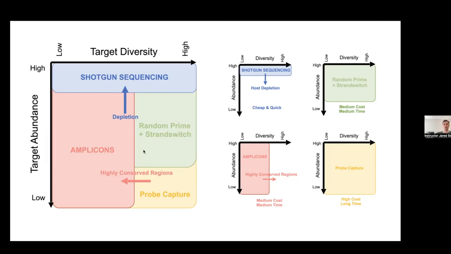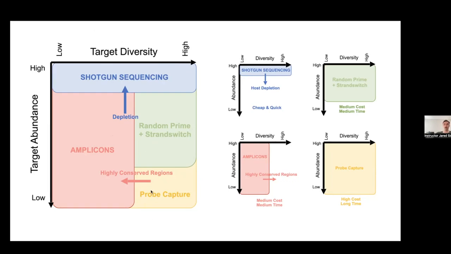And the choice between amplicons or probe capture really depends on the diversity in the genome. If there's very low diversity, if there's not a lot of SNPs, amplicons are probably a better choice. But if there's very high diversity where those SNPs might interrupt your PCR primer binding sites, you may want to go to probe capture.